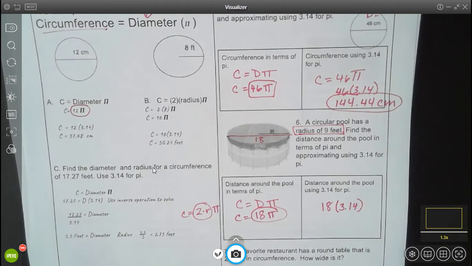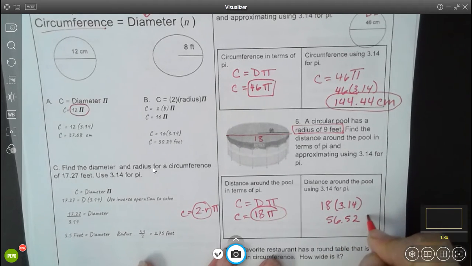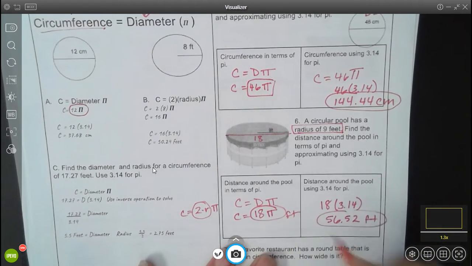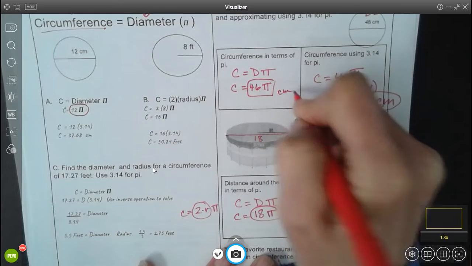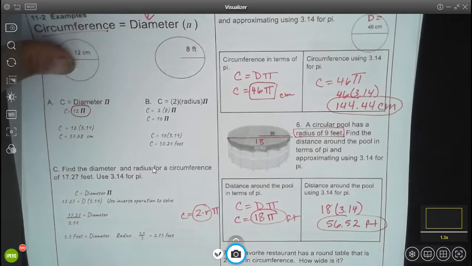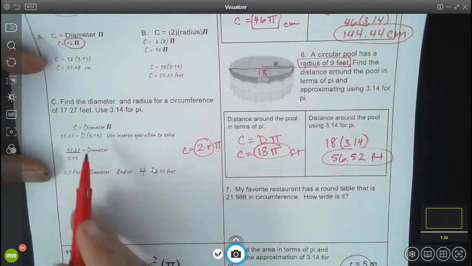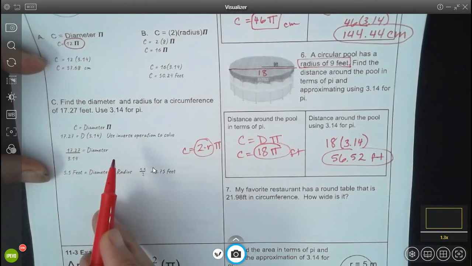And I worked that out earlier, and I got 56.52. And it looks like I have forgotten to put my units on here. This one should be feet. This one should be feet. This one should be centimeters, and that one was centimeters. One more problem, okay, and we're going to be working backwards. So here's an example already typed up that's similar to this if you need another example.